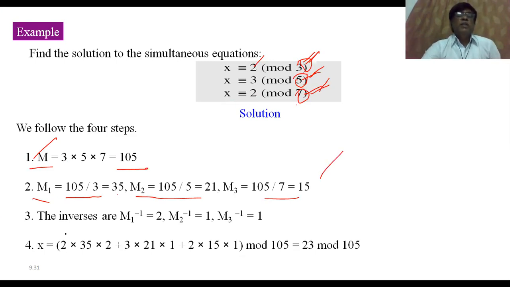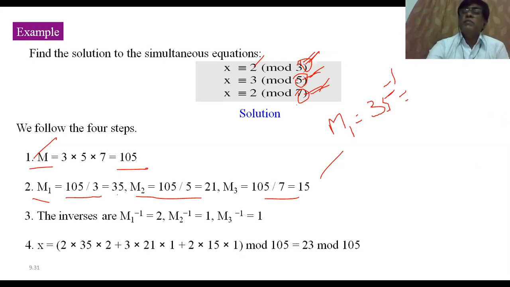Then the multiplicative inverse, M1 inverse. Since M1 is equal to 35, its inverse is equal to, how to calculate the M inverse? Generally, M inverse can be calculated using the formula.